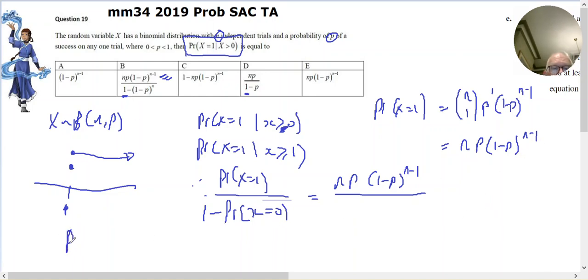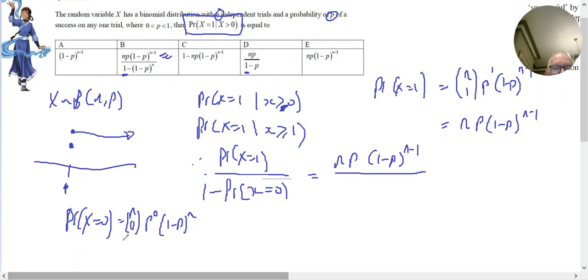So the probability that X equals 0 is n choose 0, p to the 0, 1 minus p to the n, which will be 1 times 1, 1 minus p to the n. So 1 minus p to the n, and bingo, I like B.